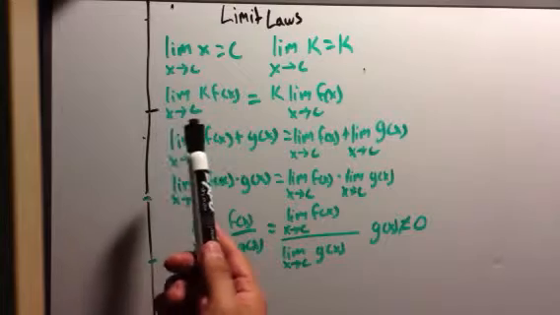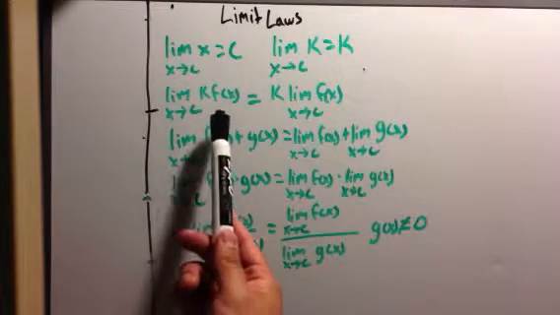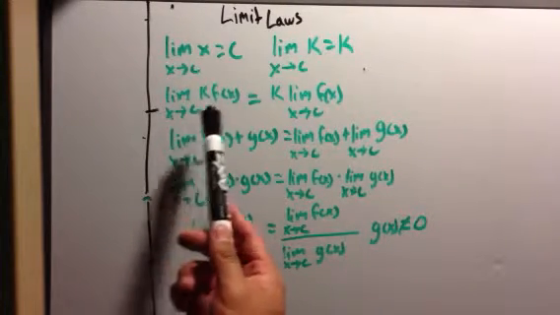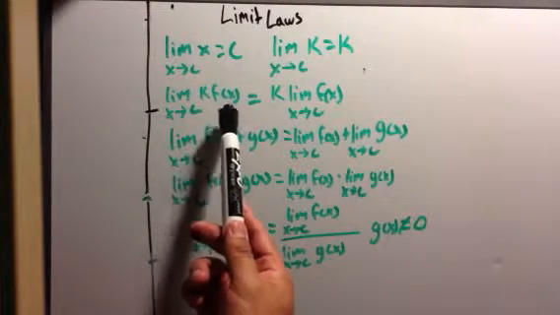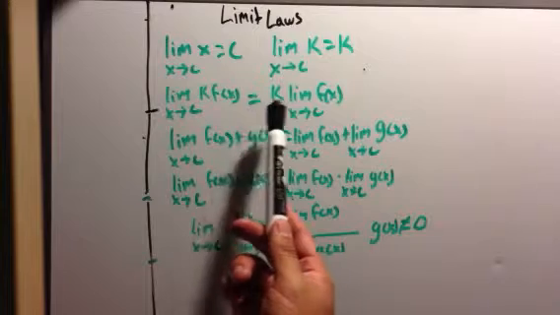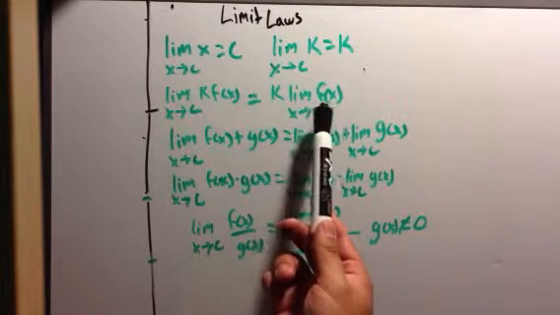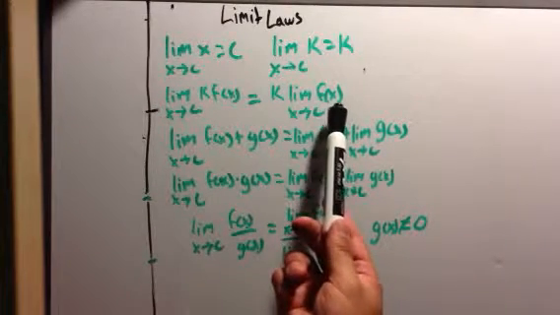So the next one is going to be when you have some function multiplied by some constant. So the limit as x goes to c of some constant times a function, all it says is that you can bring the constant out front and take the limit of the function and just multiply it by that.